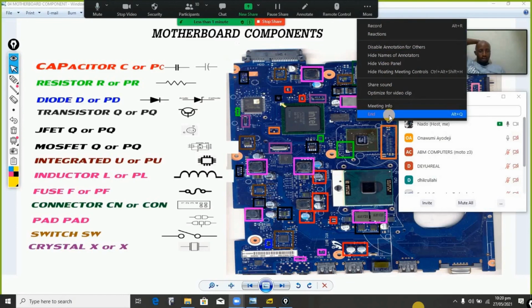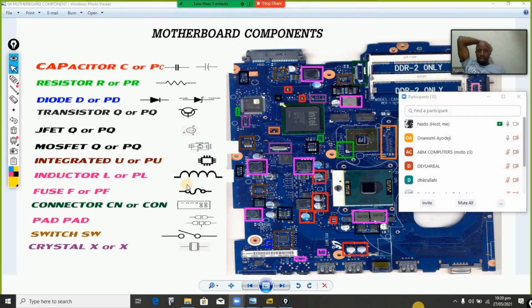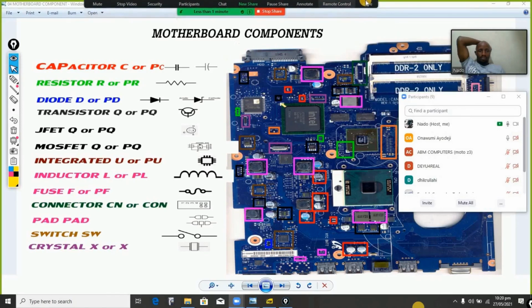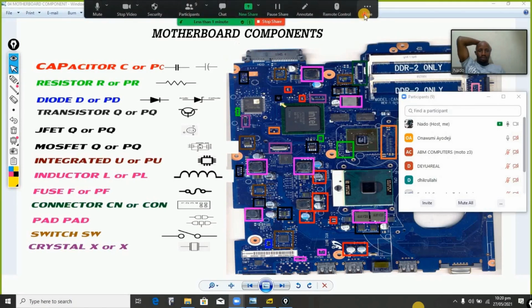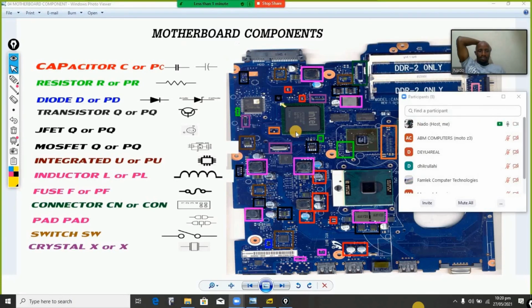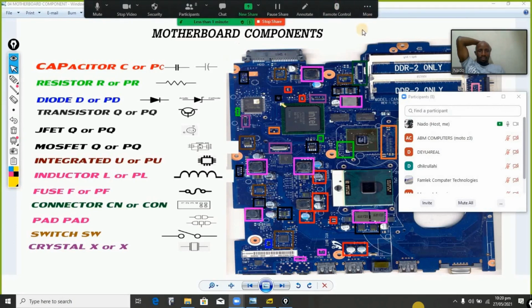I'm going to continue all our time with IC, inductor, fuse, connector, pad, switch, and crystal. Salam, salam. Off I go.